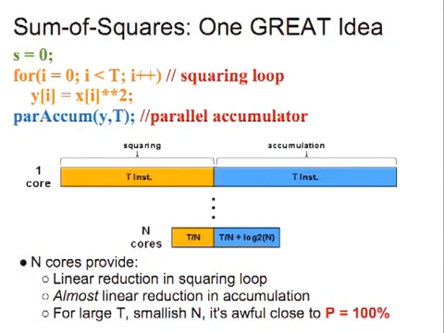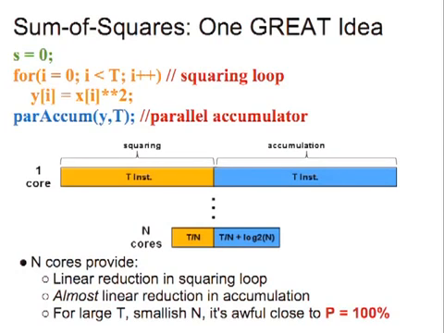If we started with t elements instead of 100 in our array that we wanted to take a sum of squares of, t instructions is what it would take if we had one core. If we parallelize it, the gold bar here, the squaring loop, you can get all the way down to t over n.